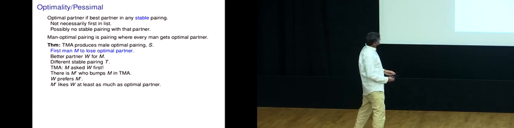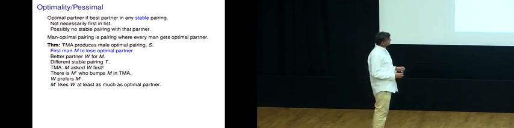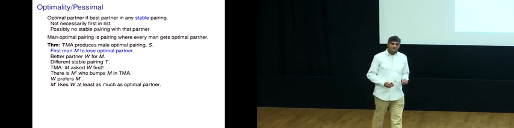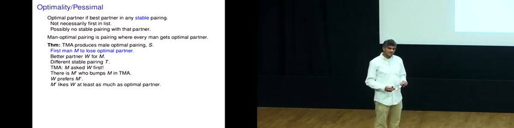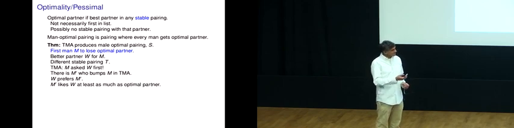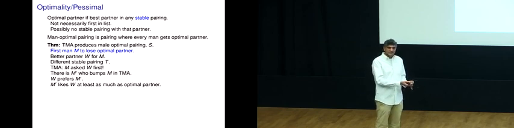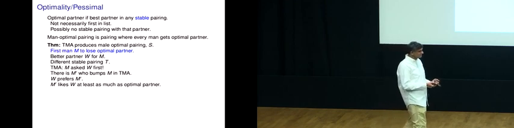M prime likes W at least as much as his optimal partner. Why? Because he hasn't been rejected by his optimal partner yet. So he's never been rejected. If he's reached W in his list, he hasn't been rejected by his optimal partner, so he likes W at least as much as his optimal partner. W may be his optimal partner. W may reject him later. But at this point, he likes W at least as much as his optimal.